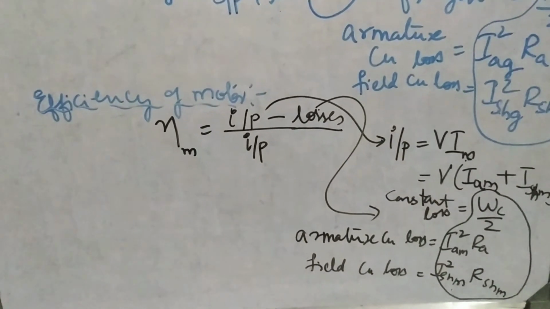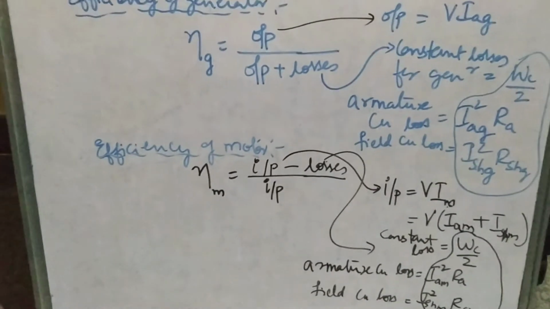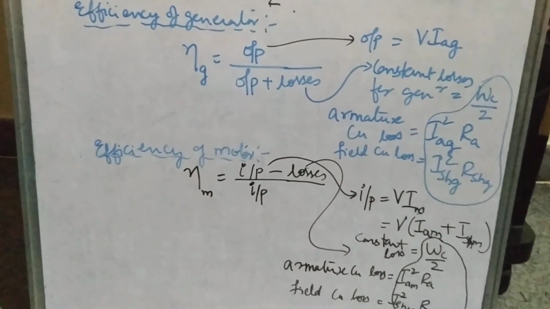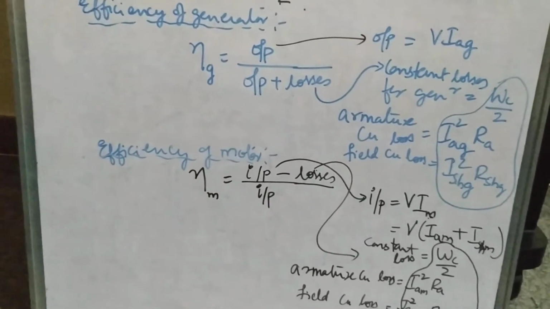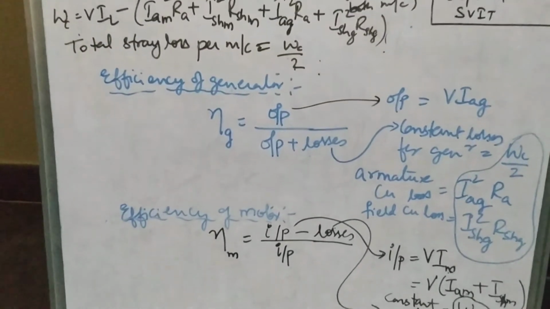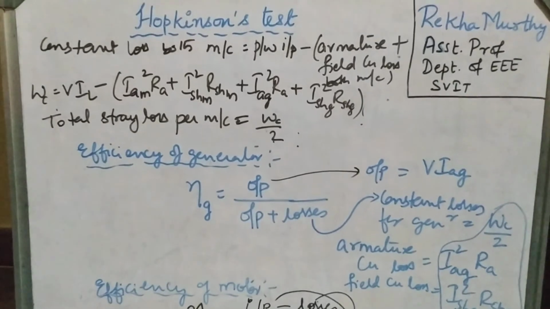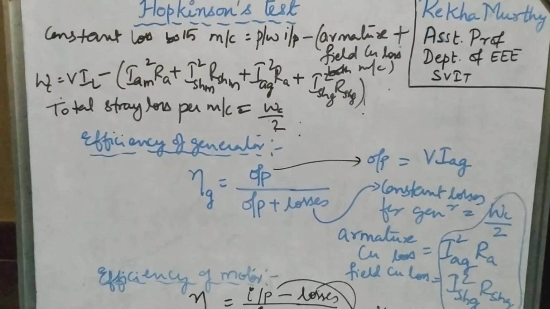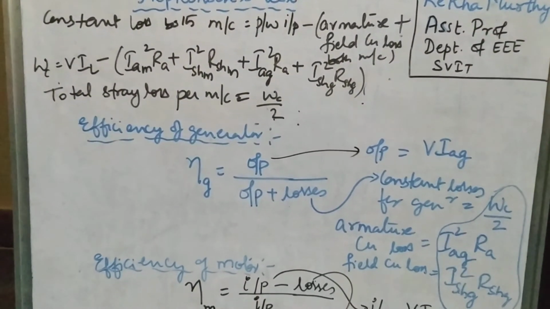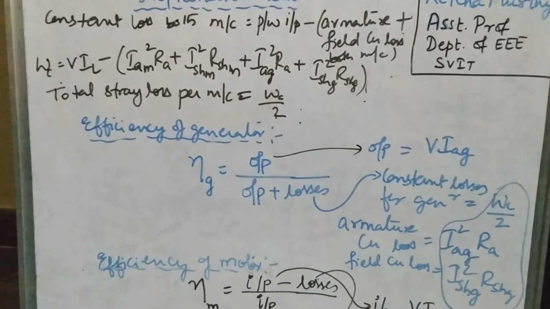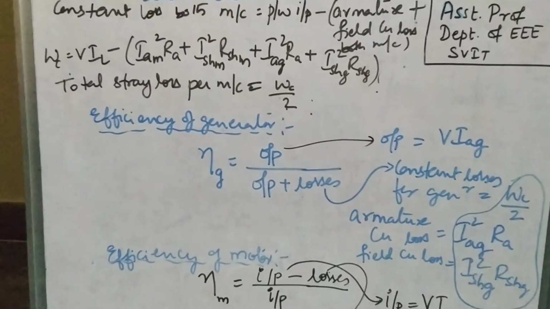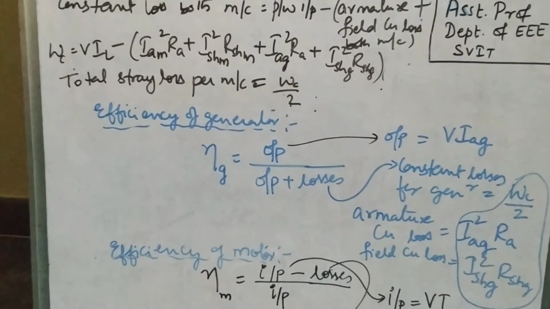So this is how we calculate the efficiency by using the Hopkinson's test. These are very simple steps that we carried out. Again we have to bring out the advantages and disadvantages. The main advantage here is that this method is very economical, and the temperature rise and commutation conditions can all be checked under the rated load conditions. And the stray losses are considered as both the machines are operated under the rated load conditions.